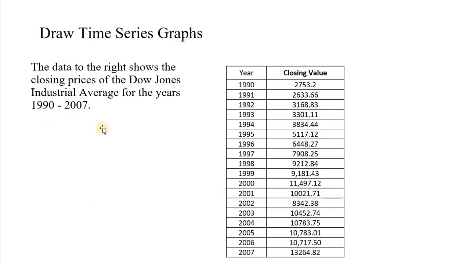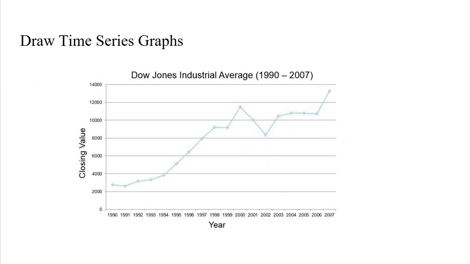And here is an example. The data to the right shows the closing prices of the Dow Jones Industrial Average for the years 1990 through 2007. To plot time series, you're going to plot the years on the horizontal and the closing values on the vertical, and then plot each dot and connect the dots together with lines. This is what we call line graphs or time series graphs.